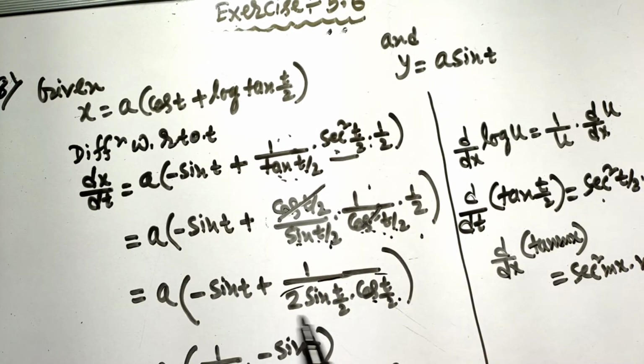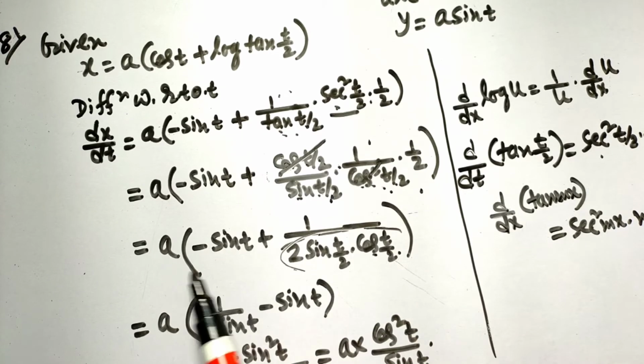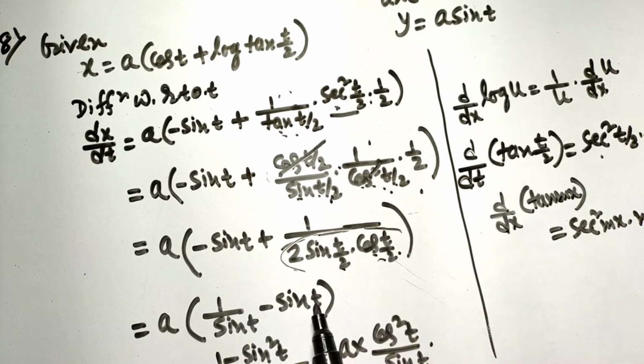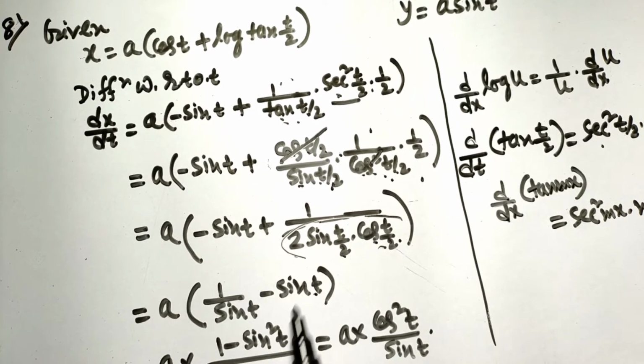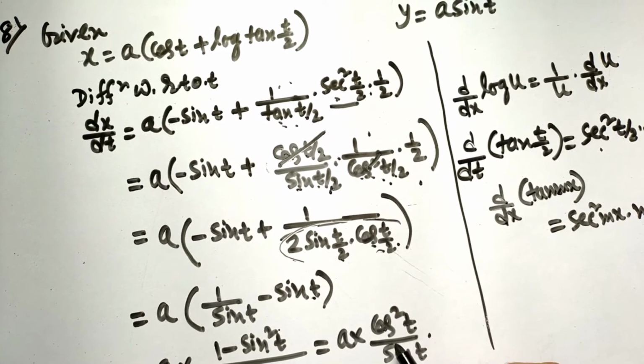So this is the formula of sin t. So a into 1 by sin t minus sin t. So you can take the LCM, so the LCM is sin t: 1 minus sin square t by sin t. So 1 minus sin square t you can write as cos square t, because sin square t plus cos square t equals 1, a class 10th formula.